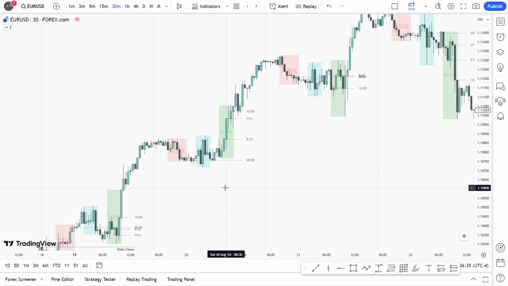Sorry, I'm doing these examples on TradingView because FX Replay doesn't have this indicator. So I want to show you how you could use these indicators for the purpose of ease.